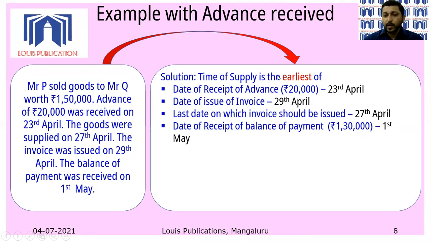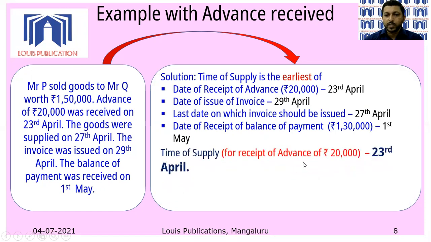Now, when I'm calculating the time of supply as far as advance is concerned, among the first three, that is 23rd April, 29th April, or 27th of April, whichever is the earliest will be the time of supply for advance. So 23rd April is the earliest date, so that will be taken as the time of supply as far as advance is concerned.